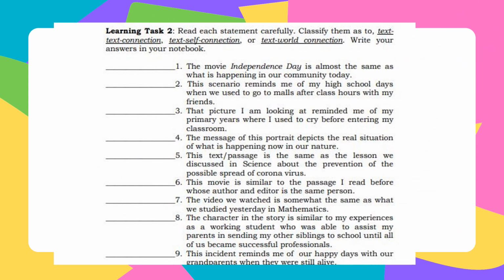For learning task 2, read each statement carefully. Classify them as to text connection or text self connection or text world connection. Write your answer in your bond paper. You're not going to write all of this. You're going to write only the words for each number.